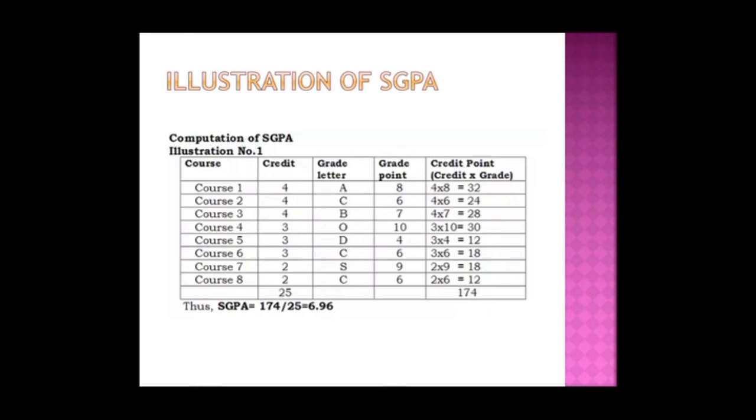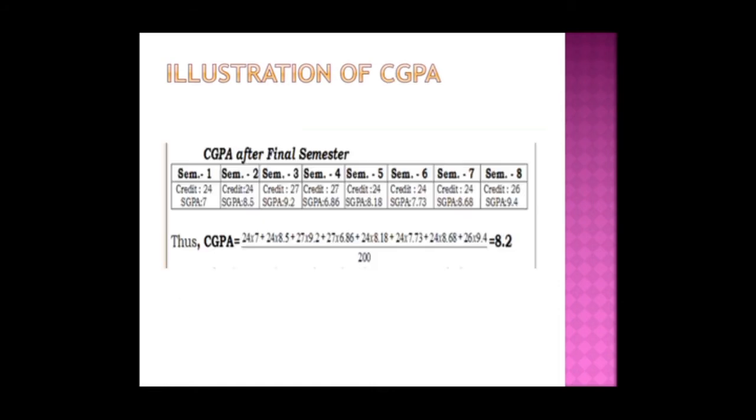How to calculate the credit point? It is the grade point into credit. That is, grade point is 8 and credit is 4. So 4 into 8, that is 32, is the credit point, right? And how to calculate SGPA here? SGPA is the total credit point divided by the total credit. How much is the total credit? Here it is 25. And how much is the credit point? That is 174. You can make it out in this chart or column or table. So it's very easy to calculate, right? So this is about SGPA.